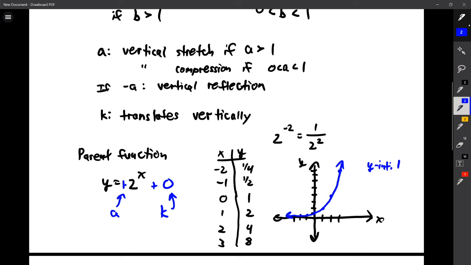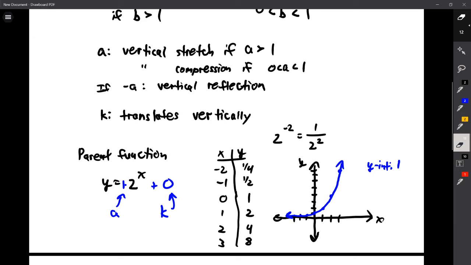And something else to note, as you go farther to the left, the graph is going to get closer and closer and closer to the x-axis, but it's never going to touch the x-axis, because the x-axis has a y value of 0. And when you are going farther and farther negative, like if x is negative 10, then your y value is y equals 1 over 2 to the 10th. When x is negative 50, your y value is 1 over 2 to the 50th. And you're getting closer and closer to a y value of 0 as you're getting bigger and bigger denominators, but you never can get exactly 0.